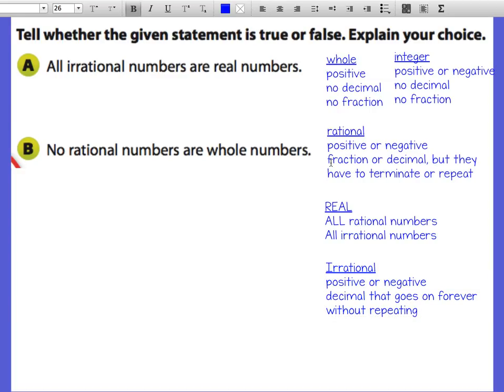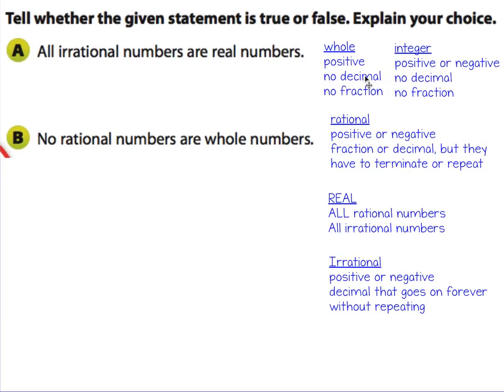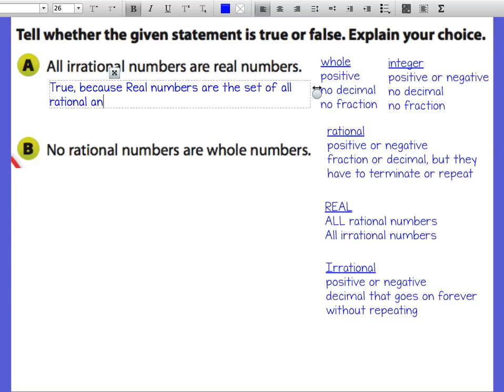Okay, so now that we've established the characteristics of our different kinds of numbers: all rational numbers are real numbers. We'll look at the definition. Real numbers are all rational numbers and all irrational numbers. So in this case, this would be true. And this is true because real numbers are the set of all rational and irrational numbers.